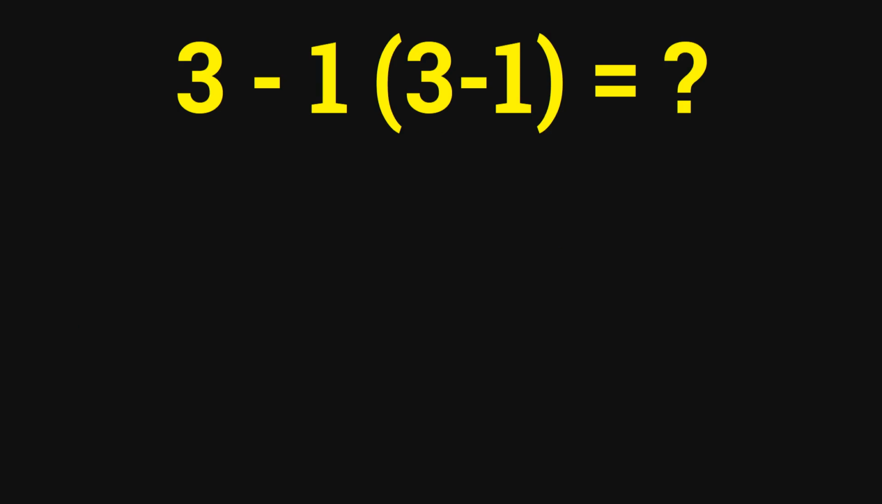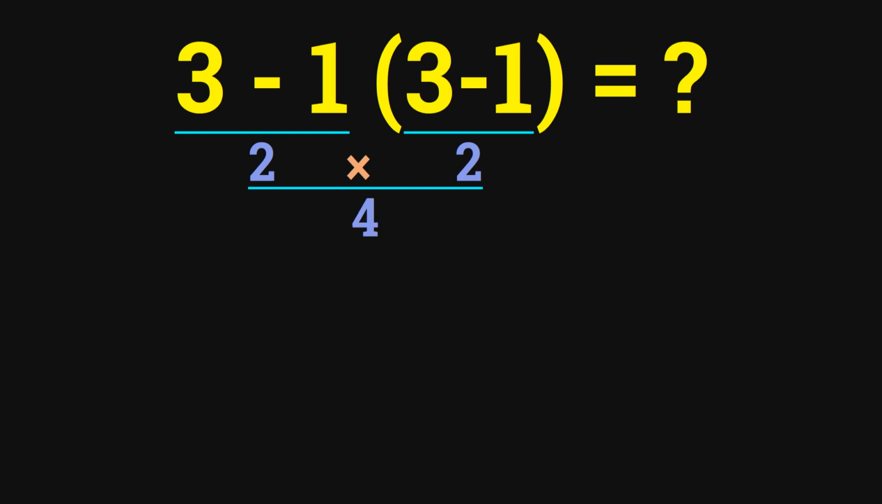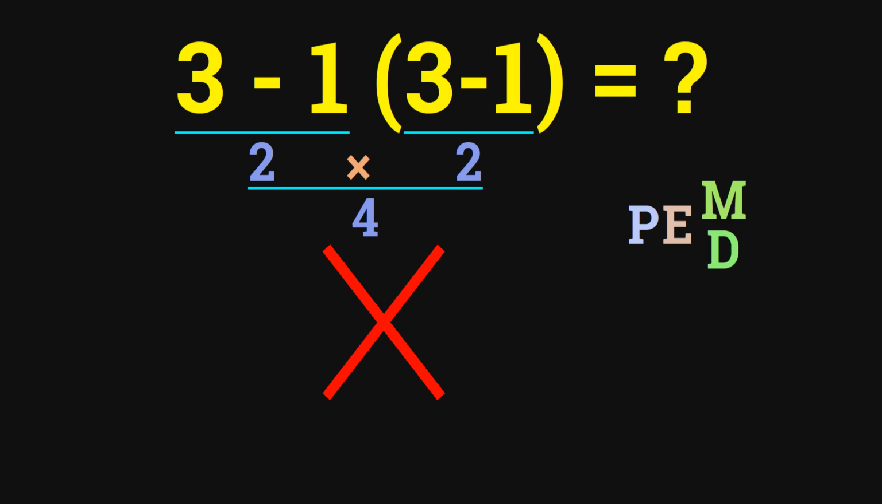3 minus 1 equals 2, and 3 minus 1 equals 2, and 2 times 2 gives us 4. But this answer is not correct because according to the PEMDAS rules, we must do first the parentheses, then the exponents, the next step multiplication or division, and finally addition or subtraction.